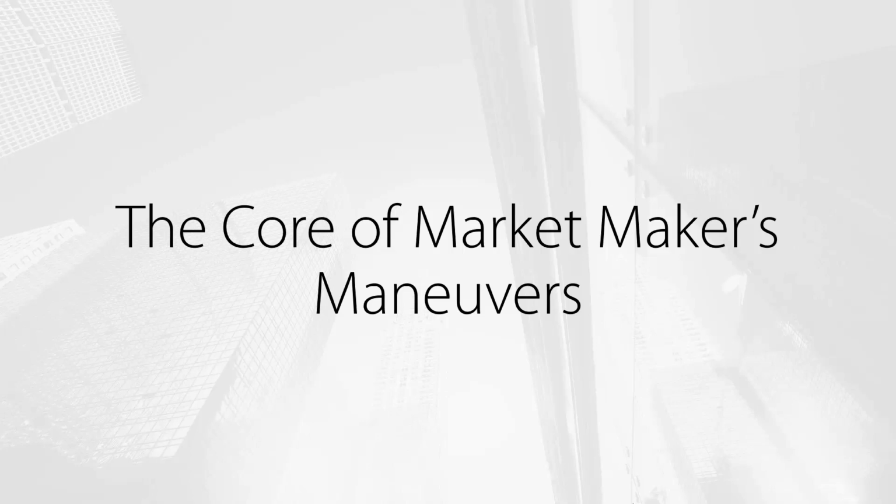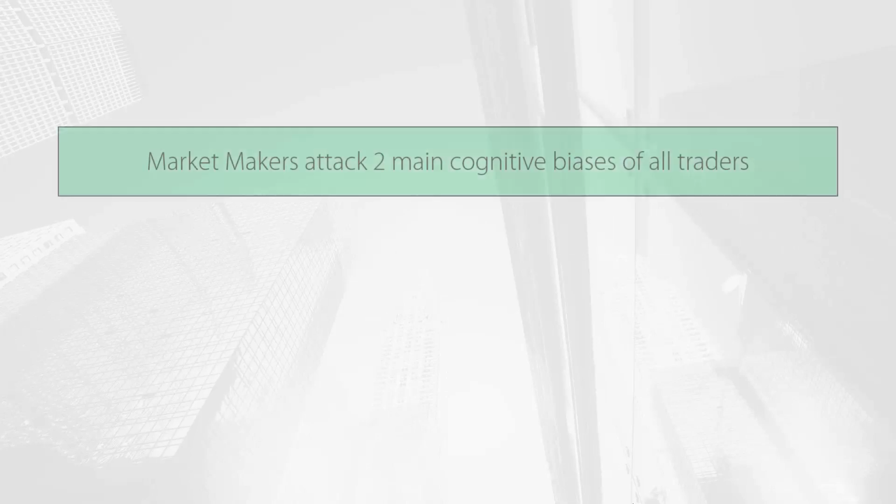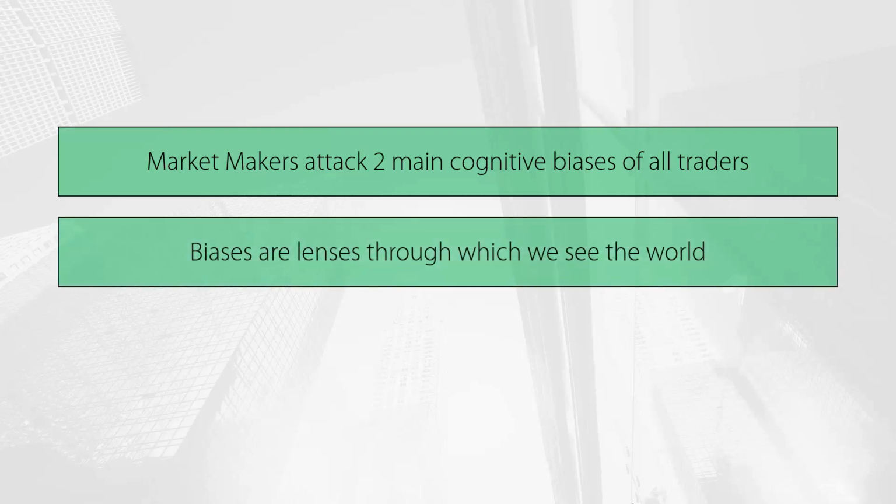The way market makers are able to pull off such feats in the markets on large scales is because they attack two main cognitive biases that are inherent to all human beings, including the market makers themselves. If you have the Fractal Flow Strategy video course, you probably have a good grasp on the idea of cognitive biases and where they come from, but in simpler terms, cognitive biases are lenses through which we see the world.